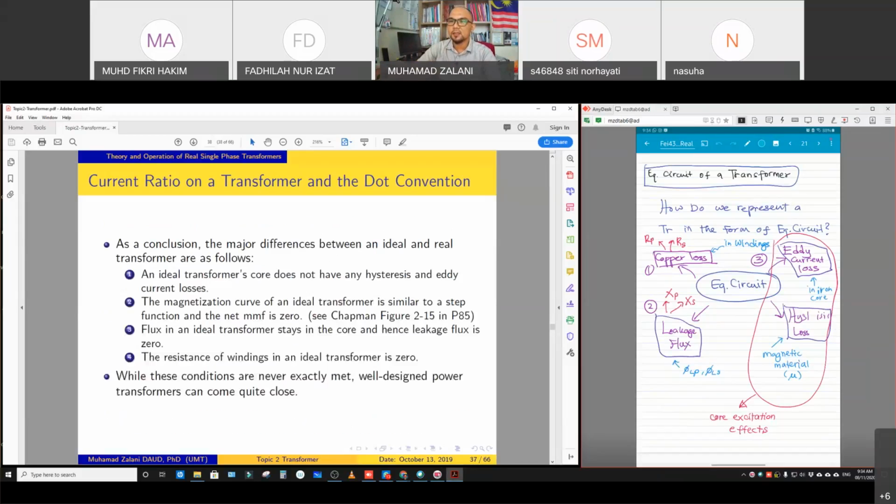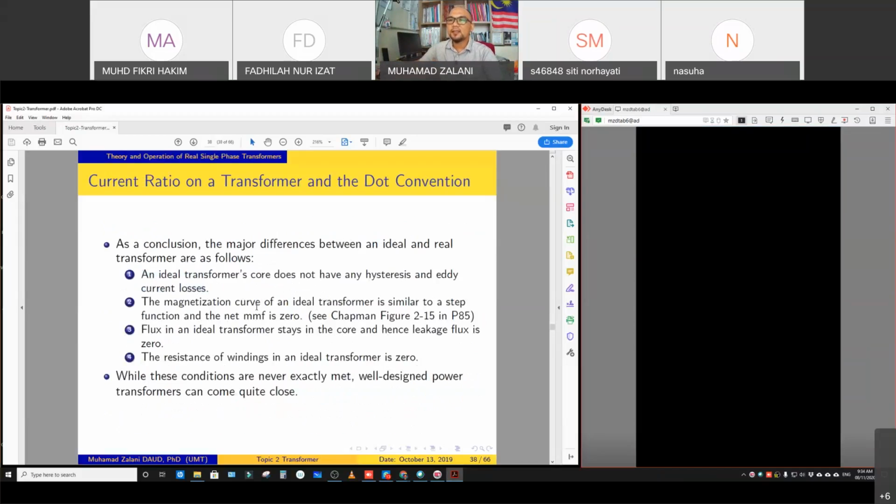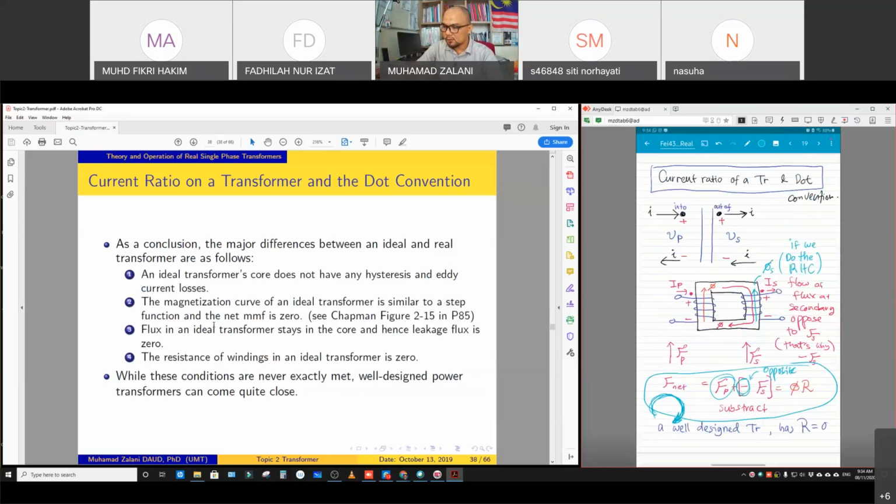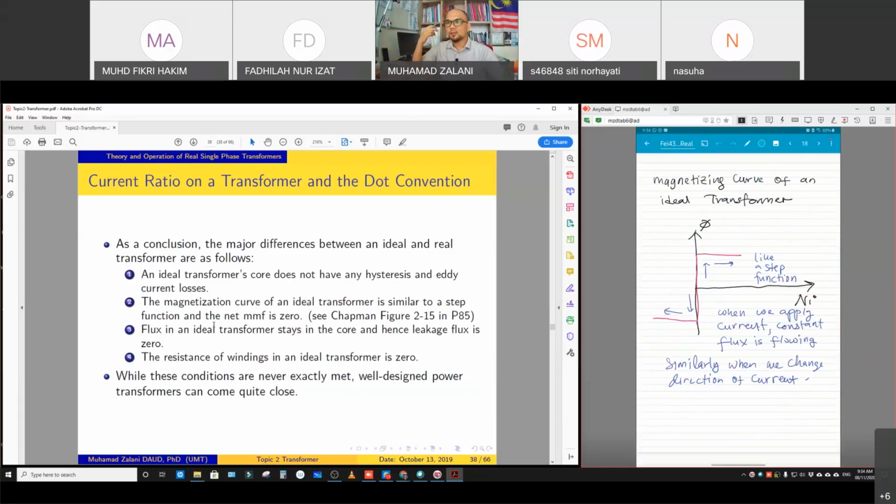we can consider. For example, in ideal transformer, the core does not have any hysteresis and eddy current loss. So we don't consider hysteresis and eddy current loss in ideal transformer. The second one, the magnetizing curve of an ideal transformer is similar to a step function, and the net MMF is 0. If you check Chapman's book, page 85, similarly what I have drawn here, I have drawn here for you.